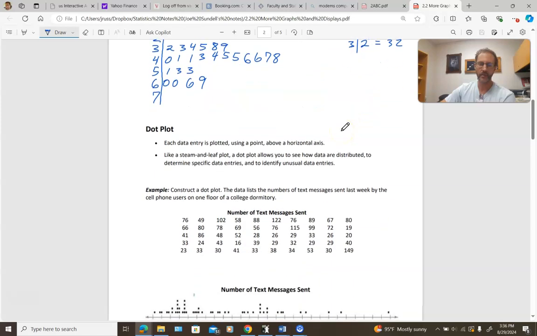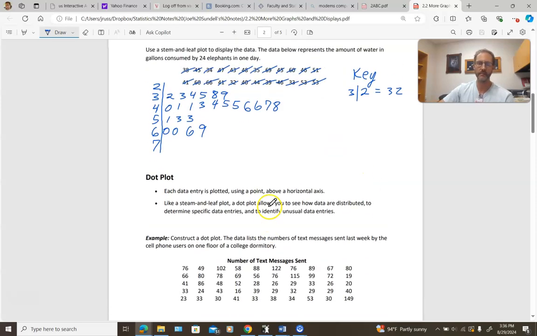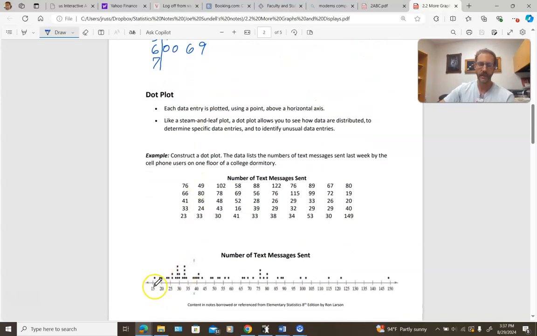Now let's take a look at a dot plot. So there's not a whole lot of examples in the notes. I mean, there are examples, but not very many that I work out. Okay, so a dot plot is really similar to the stem and leaf plot. The only difference is you're going to have a horizontal axis. It's calibrated. And for each data entry, you're actually going to put a point or a dot right over that particular number. And if there's more than one, you're going to have more than one dot vertically arranged here. Okay.